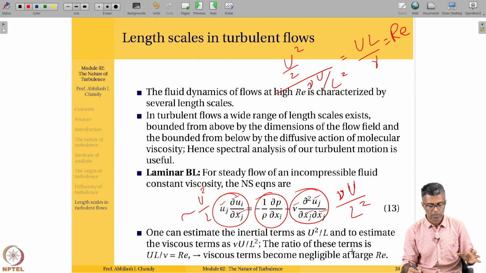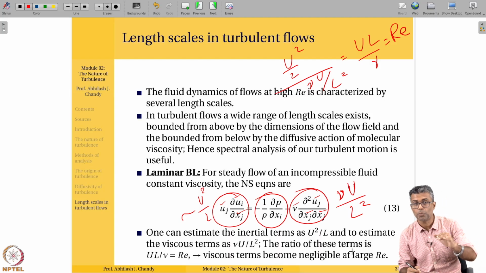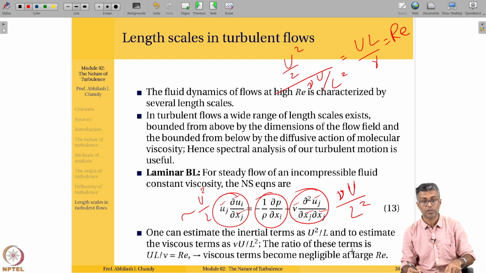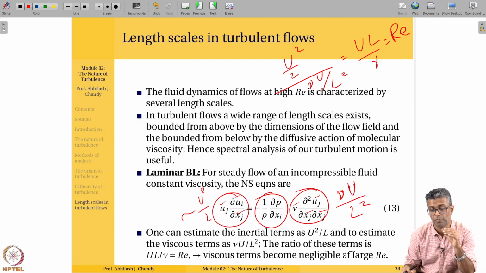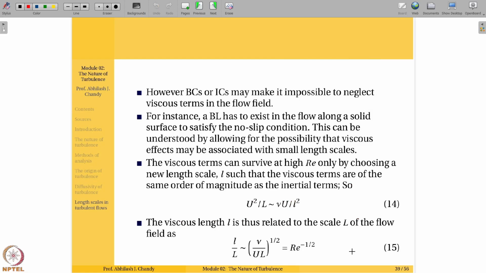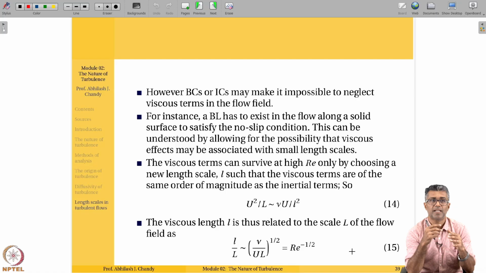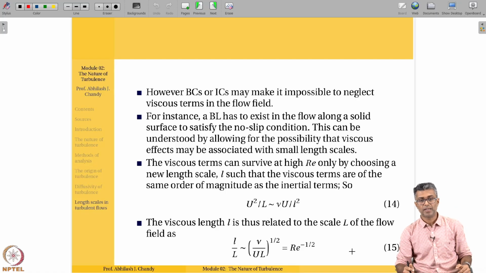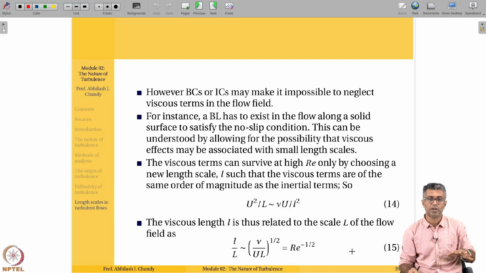So the viscous terms become negligible at high Reynolds number. We know that, right? Reynolds number is the ratio of inertia over viscous. So at high Reynolds numbers, the viscous terms become negligible. But there is a slight problem here, and we've discussed this briefly, and this is very clearly pointed out in the book of Tennekes and Lumley. If at high Reynolds numbers the viscous terms are negligible, it doesn't mean you can completely neglect it, because boundary conditions and initial conditions make it impossible to neglect it.